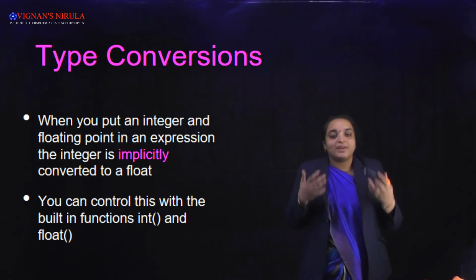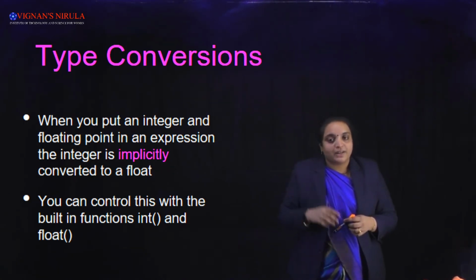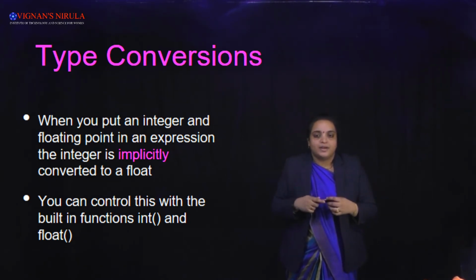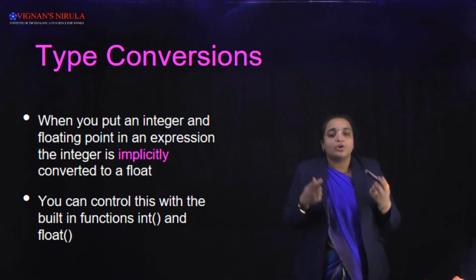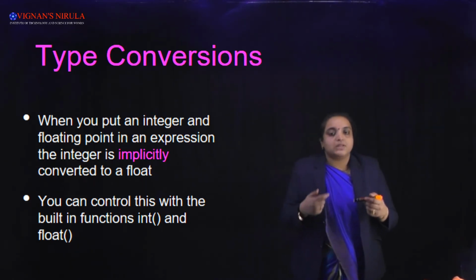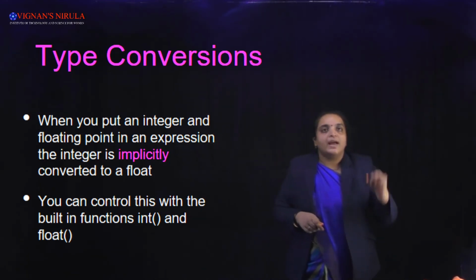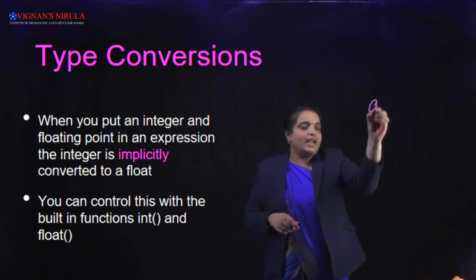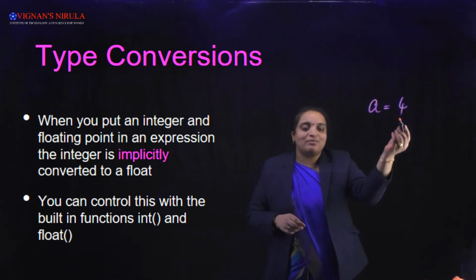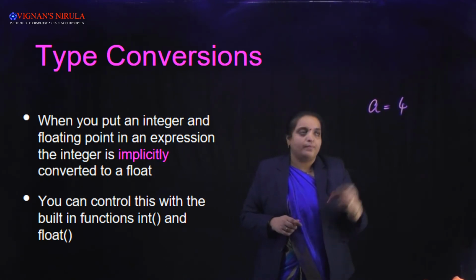When we are using built-in functions, to convert the types of values, we generally use the built-in functions. When you put an integer and a floating value in an expression, what will happen? It implicitly takes the float value, because float has higher precedence. So to overcome this situation, we generally use type conversion. So how does type conversion work? If you take a value a equal to 4, it is an integer value. Suppose you need to convert this value to a string. How will you convert this value to a string?